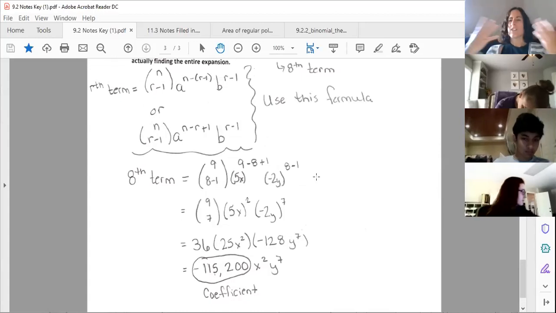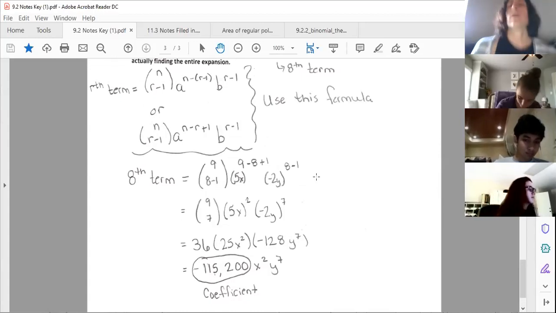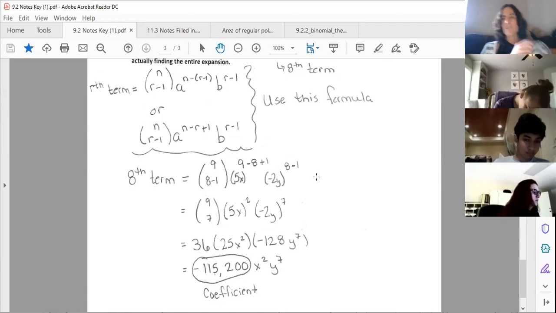On that practice sheet, take some time and actually practice doing that, because a lot of those questions deal with using just this little formula. That way you don't have to expand it. Expanding it using the binomial theorem and then finding the 8th term is going to take you a few minutes. Rather, you can just use this little formula to do it. Does that help, Sid?